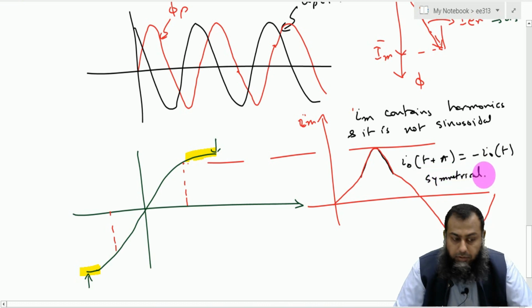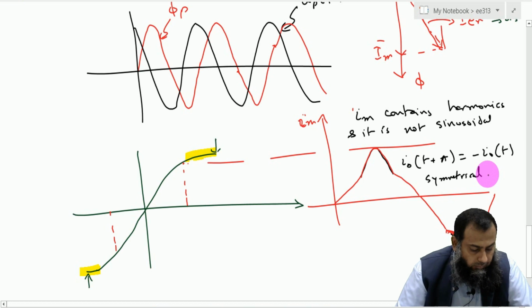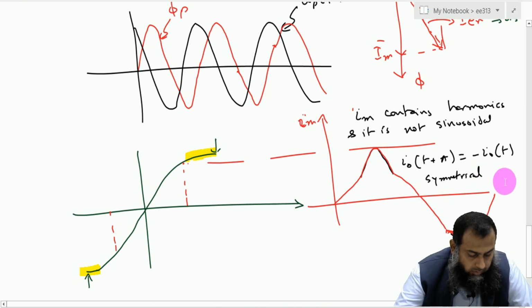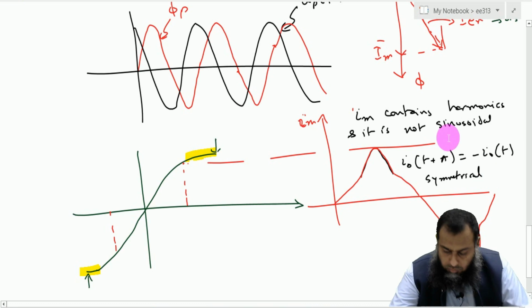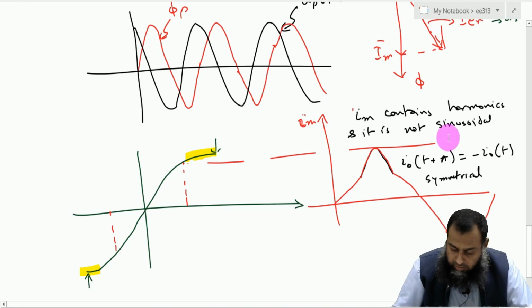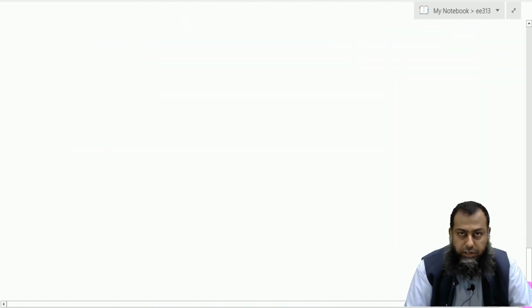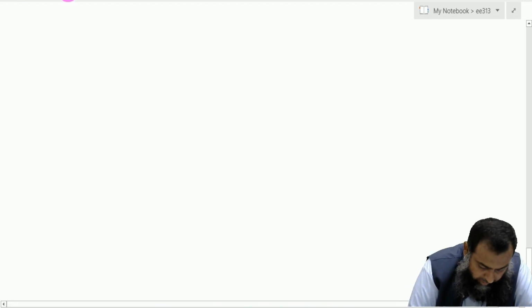This is symmetrical, right? So this is for the transformer with no load condition. What if we have a transformer?